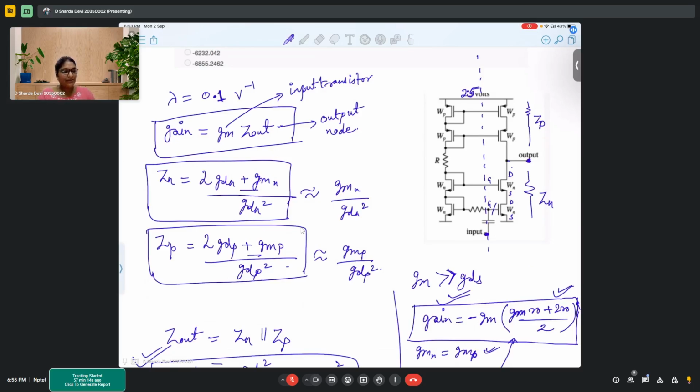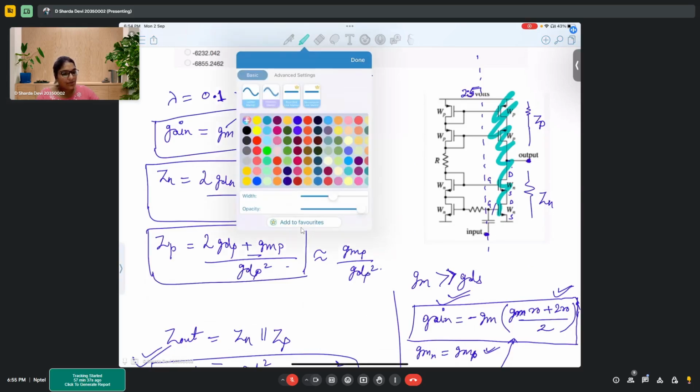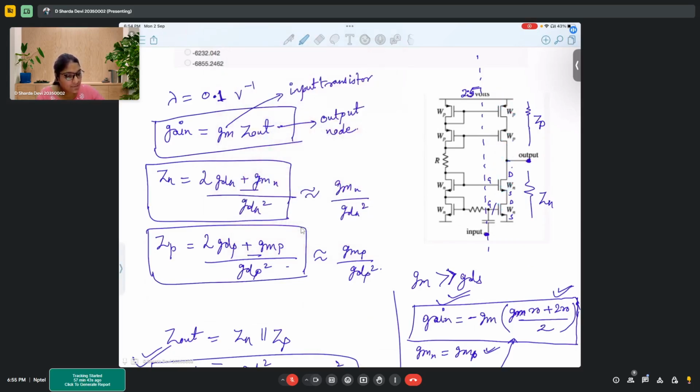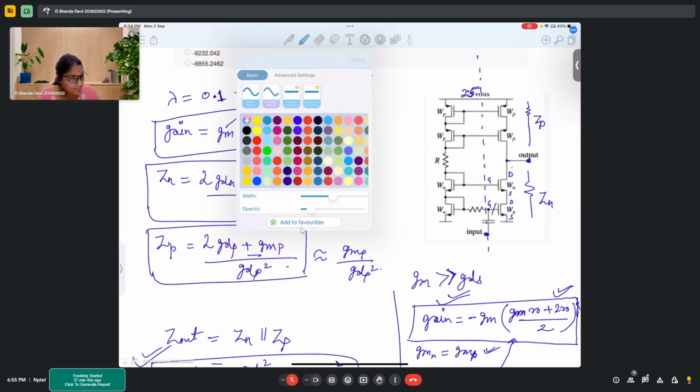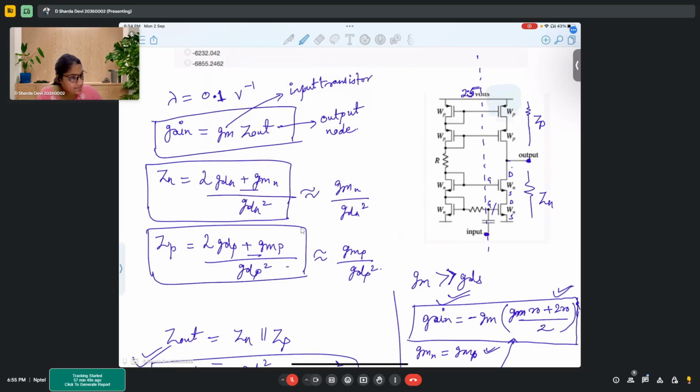So that's why here, if you want to solve this properly, you can only consider this half, where there is no mirroring, no gate to drain shorting. That particular output side you can consider, and you can solve the small signal model by using this half only.